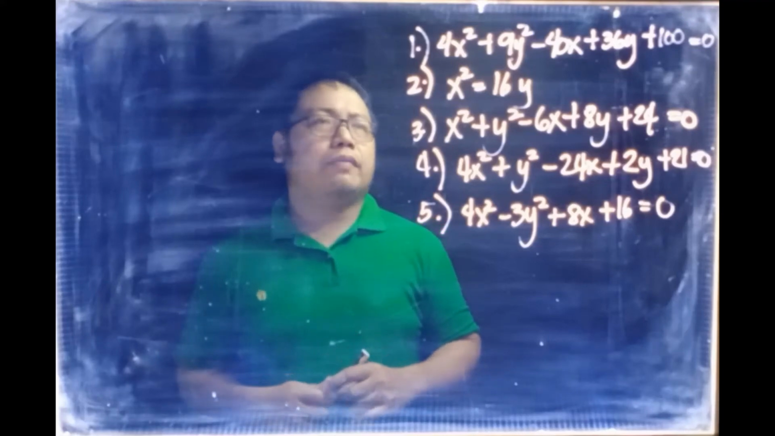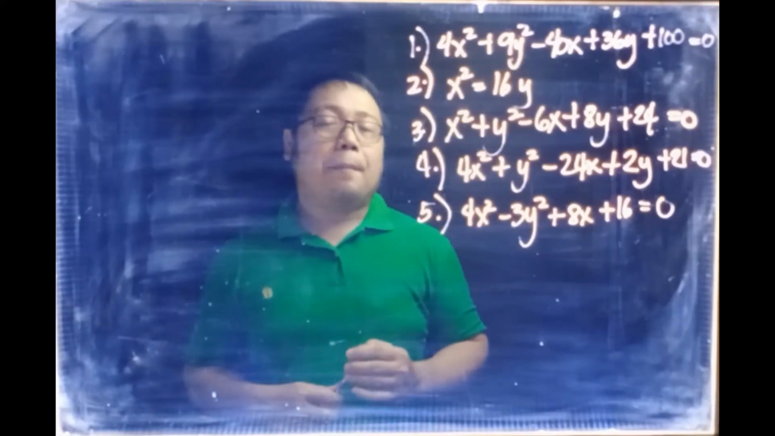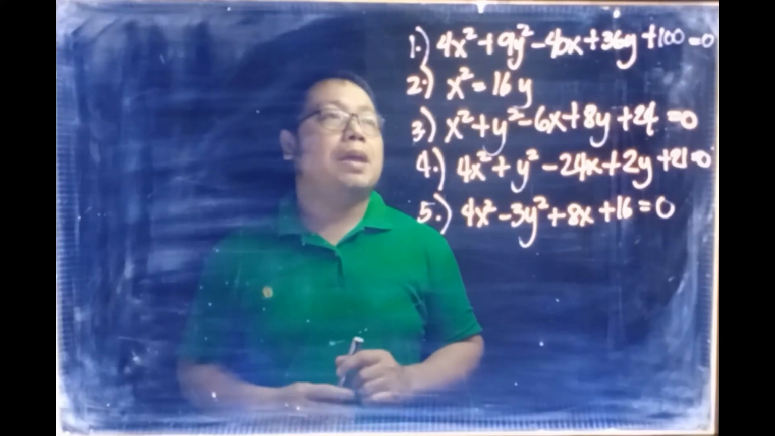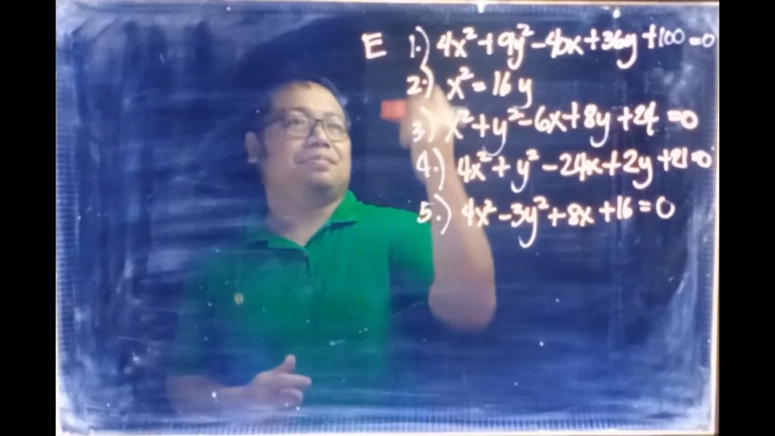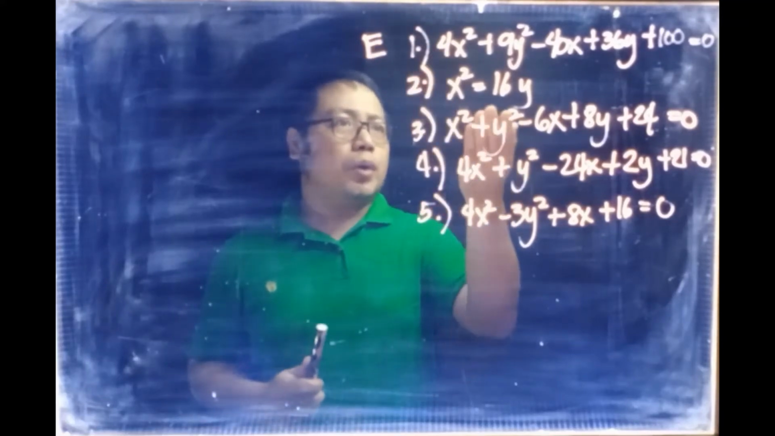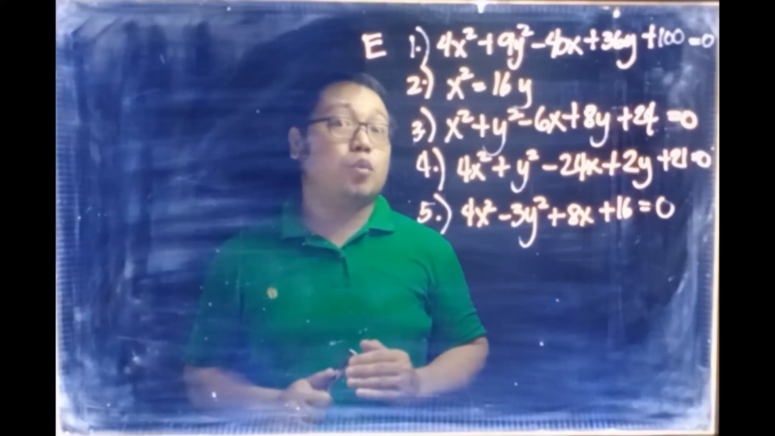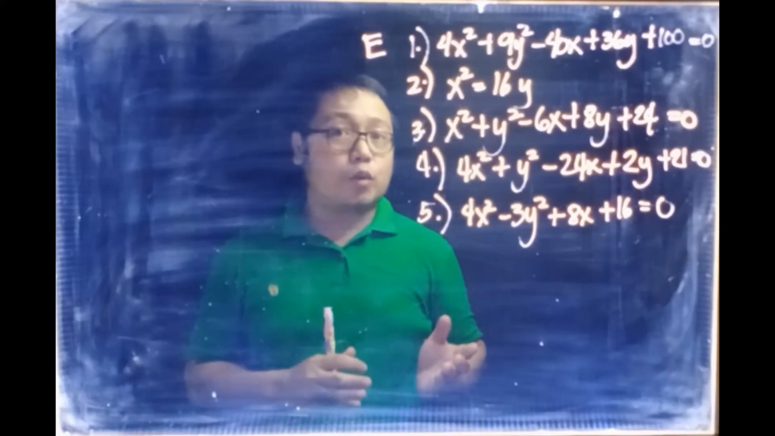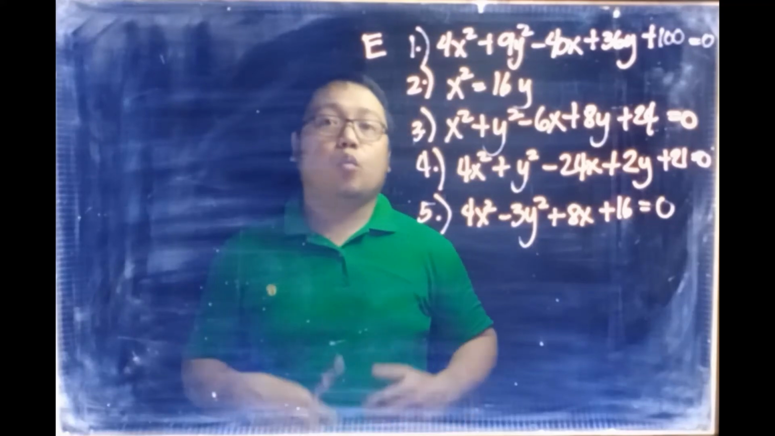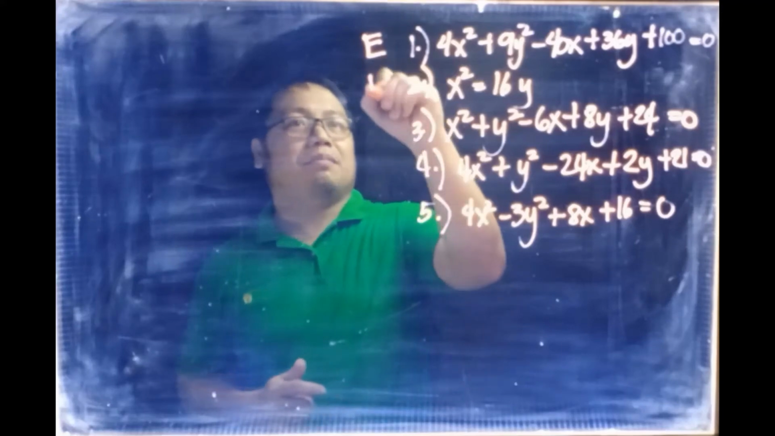Notice that we have an x squared and y squared. They are both positive but different coefficients, meaning this is an ellipse. Number 2, x squared equals 16y. Notice that we don't have y squared. We have x squared. So either x squared appears or y squared appears. It means it's a parabola.